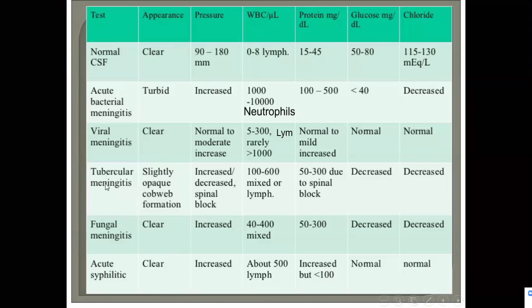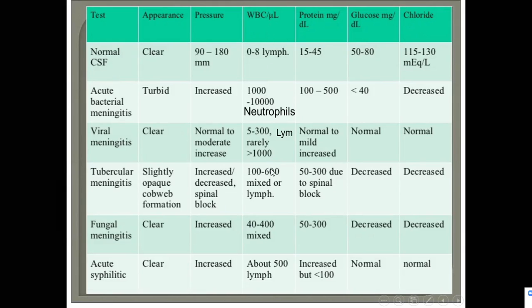TB, Mycobacterium tuberculosis, can also cause meningitis. The appearance is characterized by being slightly opaque, with cobweb formation, like a spider's web, and we will see it in a picture, inshallah. The pressure could be increased, depending on the spinal canal block or not.